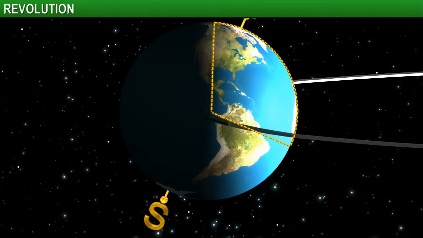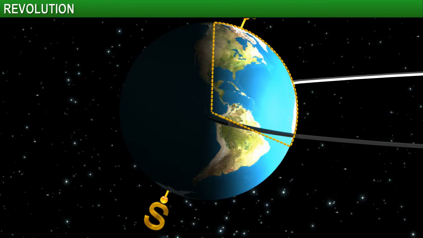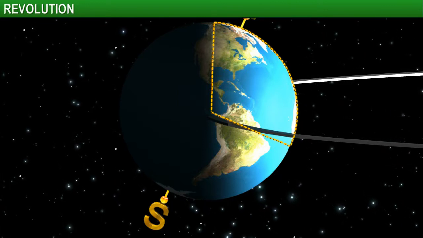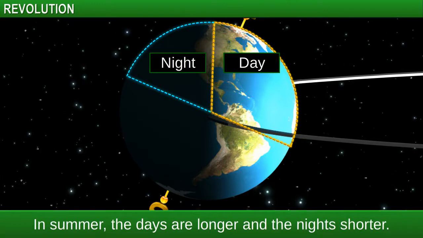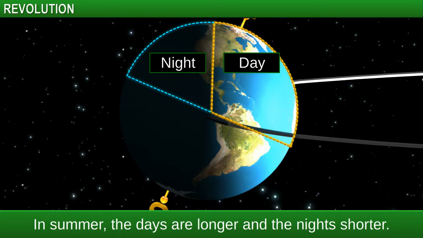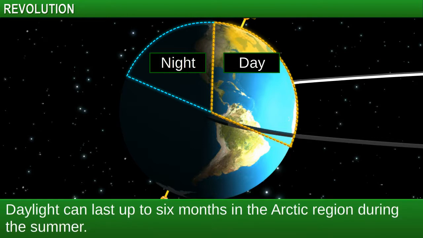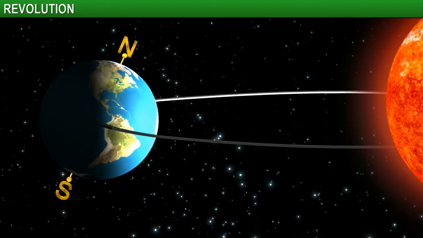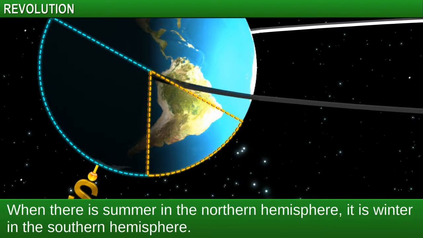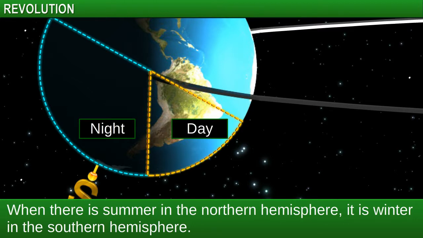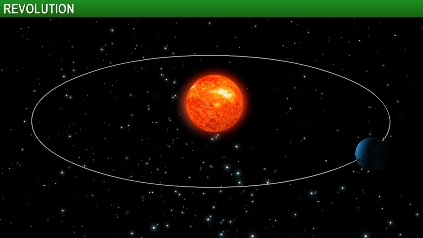Sunlight on these areas is at its maximum during this time of the year, and hence we have longer days and shorter nights. In fact, the areas beyond the Arctic Circle have daylight for 6 months at a stretch. The reverse happens in the Southern Hemisphere. With less sunlight, the days are shorter and the nights are longer.